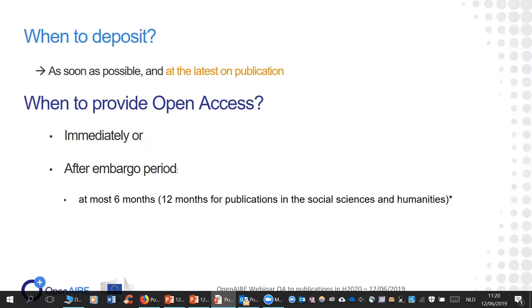When to deposit? As soon as possible and at the latest on publication. I sometimes get the question, okay, there's an embargo on my article, should I wait to put it in a repository? No, you can just put it in a repository, and most repositories allow you to fill out an embargo until it becomes open access, so then you don't have to worry about it anymore. So when to provide open access? If your publisher allows it, or you publish in an open access journal, you can provide immediate open access, or after an embargo period if your publisher has something like that. At most 6 months for STEM and 12 months for publications in social science and humanities is allowed.